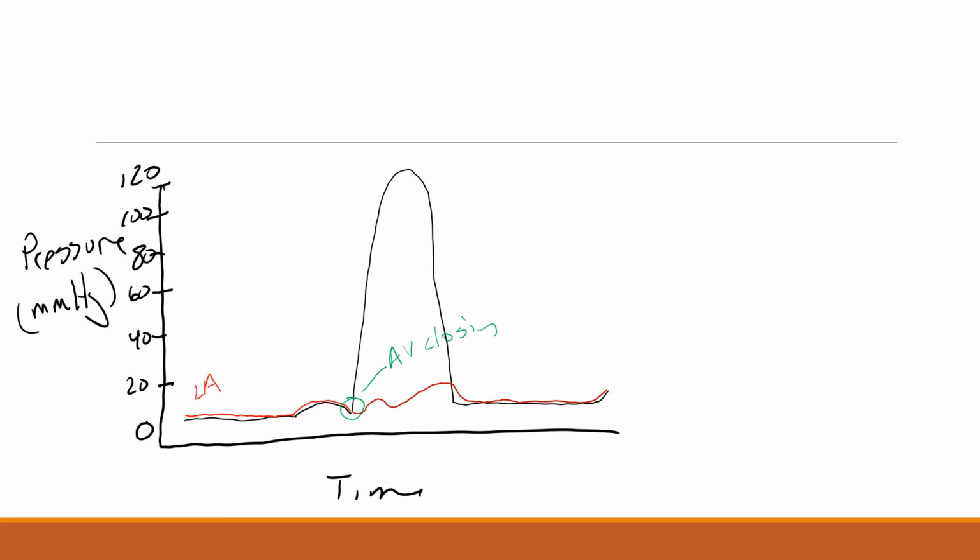And so when the AV valve closes, that closure causes a little bit of a snap or a bulge back into the left atrium, which is why we're seeing this little initial blip. And then this steady incline upwards is actually the pressure increasing as it's filling up passively with volume coming from, again, the lungs or the systemic circulation.